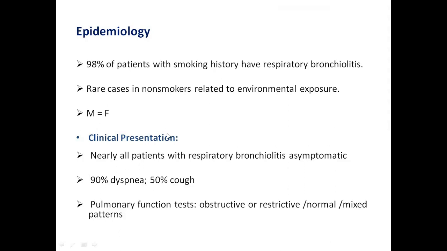As for the clinical presentation, the majority of cases of respiratory bronchiolitis are totally asymptomatic, and if symptoms are present, the patient commonly presents with dyspnea followed by cough. The pulmonary function test can be totally non-specific in these lesions. It can show an obstructive or restrictive pattern, because smoking not only causes respiratory bronchiolitis in the lung, it can lead to emphysema, which gives rise to an obstructive pattern. It can also lead to advanced fibrosis, which causes a restrictive type of disease.